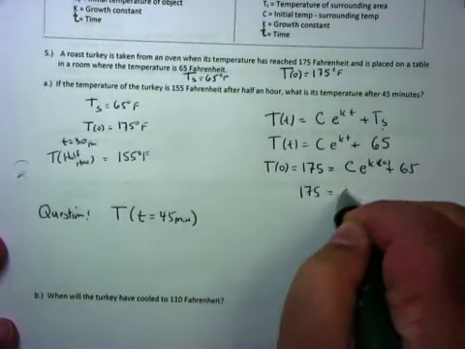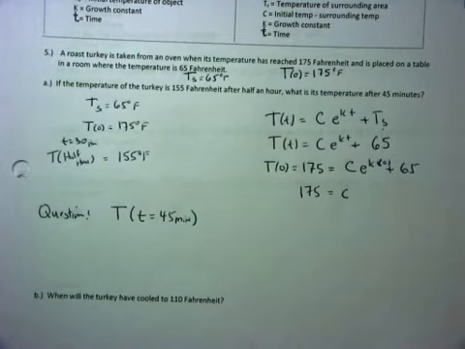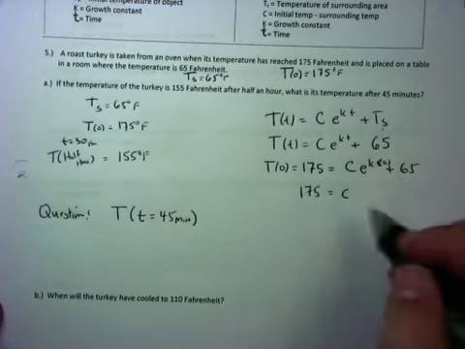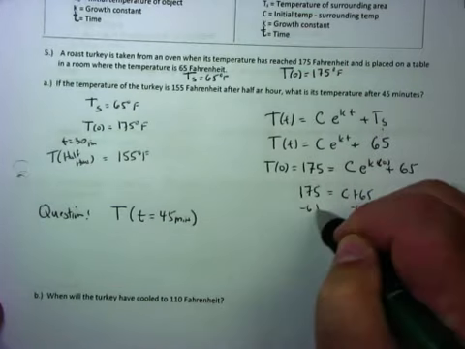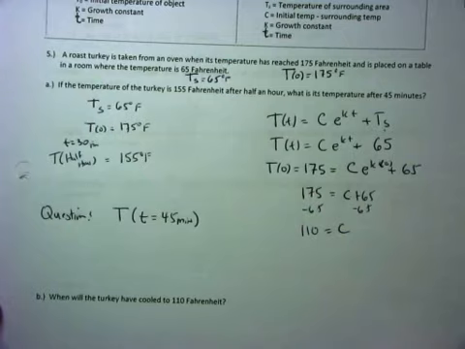175 equals C. What's k times 0? 0. What's e to the 0? 1. So k times 0 is 0. E to 0 is 1. That goes away. Plus 65. Subtract 65 from both sides. I believe that's 110. I figured out what the C has to be. C is equal to 110.